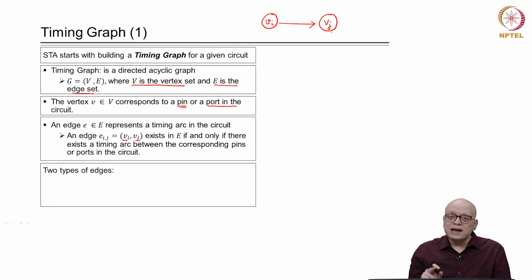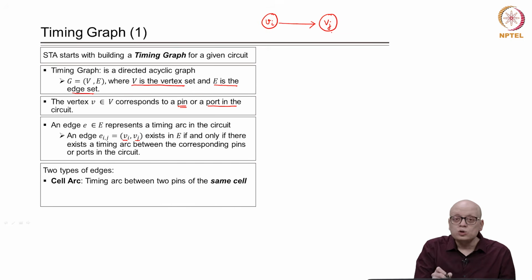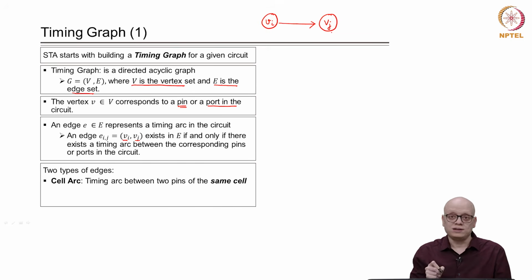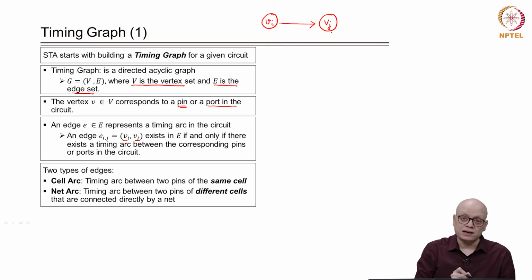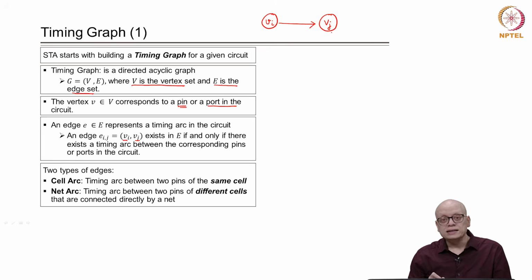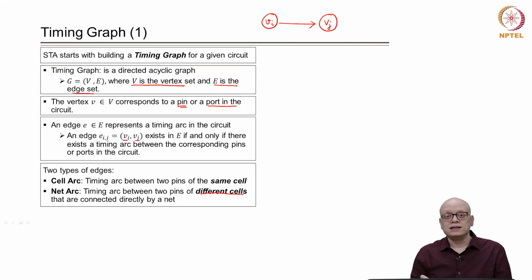There are two types of edges in a timing graph. The first one is the cell arc. A cell arc is a timing arc between two pins of the same cell. And there is another type of edge in a timing graph, known as a net arc. So, what is a net arc? A net arc is a timing arc between two pins of different cells that are connected by a net directly. Let us understand these definitions by taking an example.